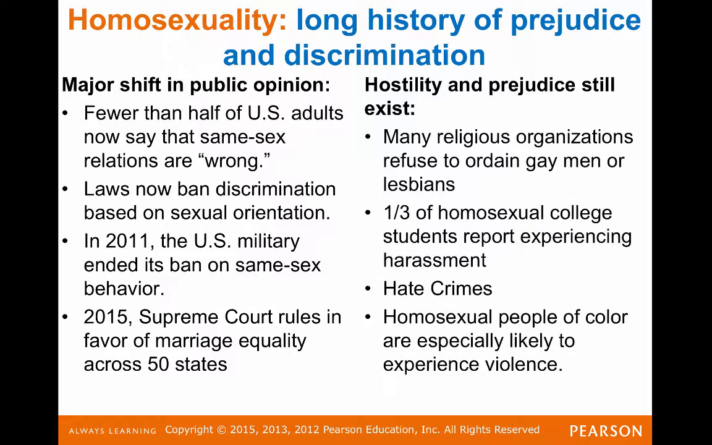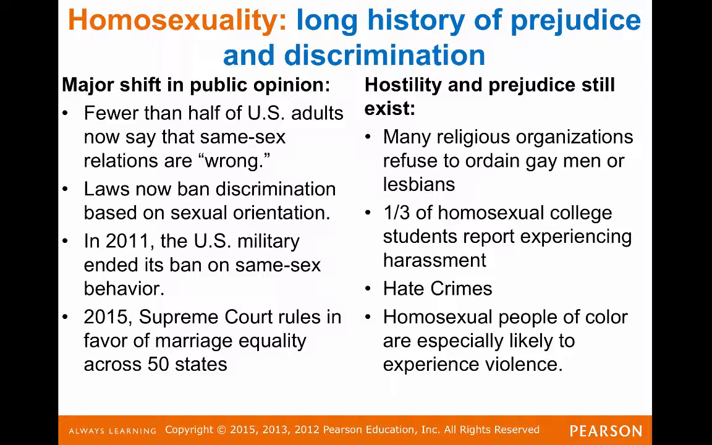So obviously hostility and prejudice still exist. Many religious organizations refuse to ordain gay men or lesbians. A third of homosexual college students report experiencing harassment. There's also a lot of harassment and intimidation that happens within the world of work, right? A lot of discrimination there. When it comes to hate crimes, there were over 1,300 hate crimes against homosexuals in 2012. So this is still a very prevalent problem as a marginalized group.